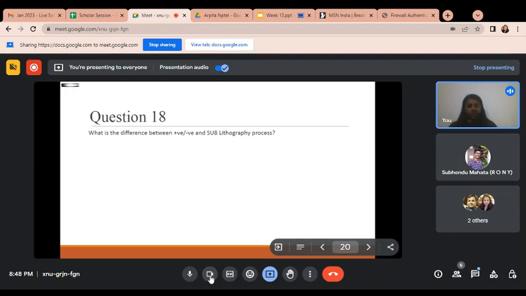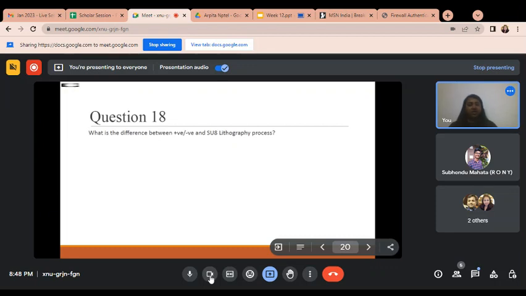The soft bake process. So when we use the positive and negative photoresist, the soft bake temperature is 90 degrees for 1 minute. But when we coat the wafer with the SU-8, the soft bake temperature is 65 degrees centigrade, and the time depends on the thickness of the SU-8.